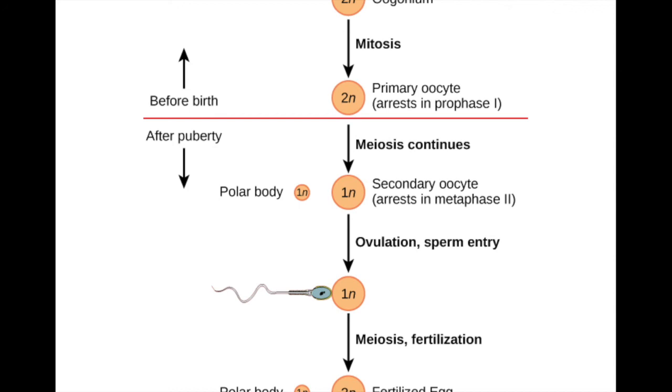The polar body can be thought of as simply a way of getting rid of half of the chromosomes and has no further role to play in reproduction.